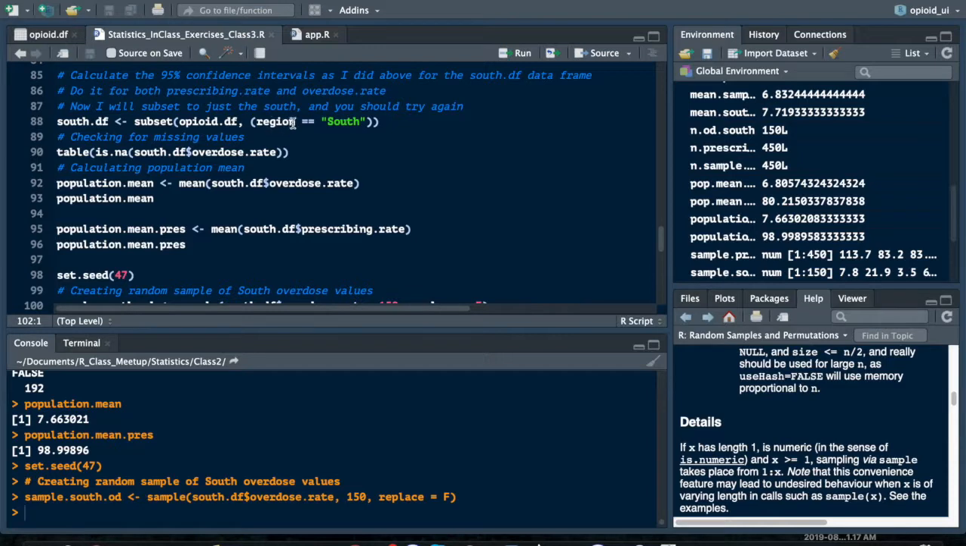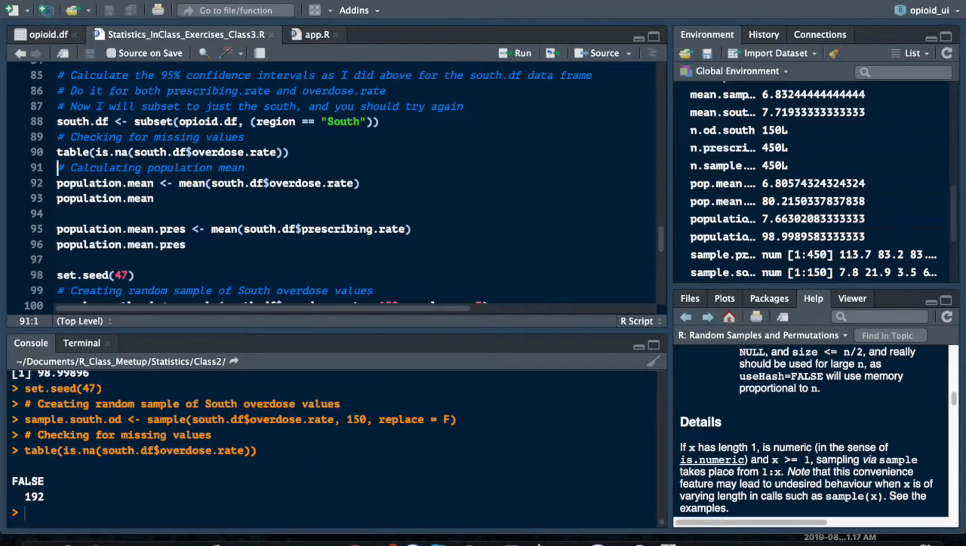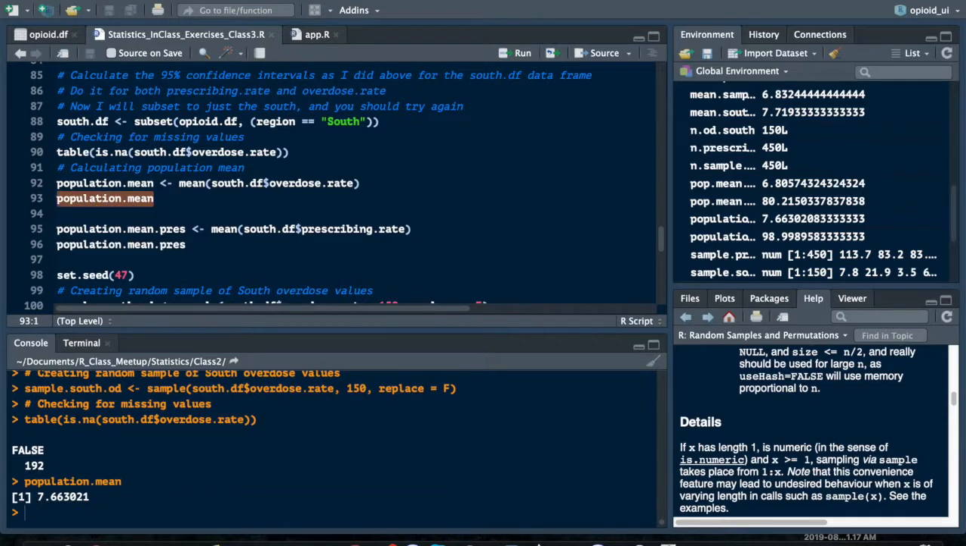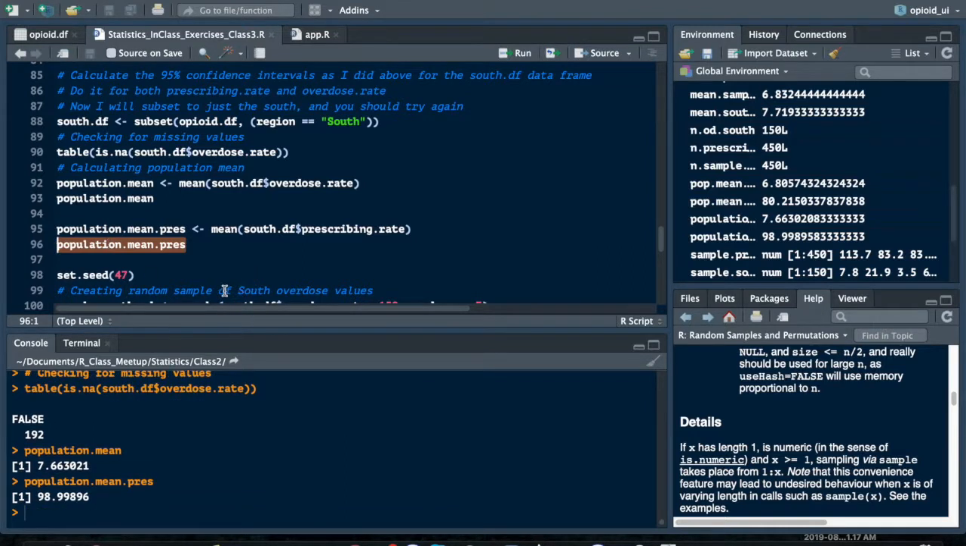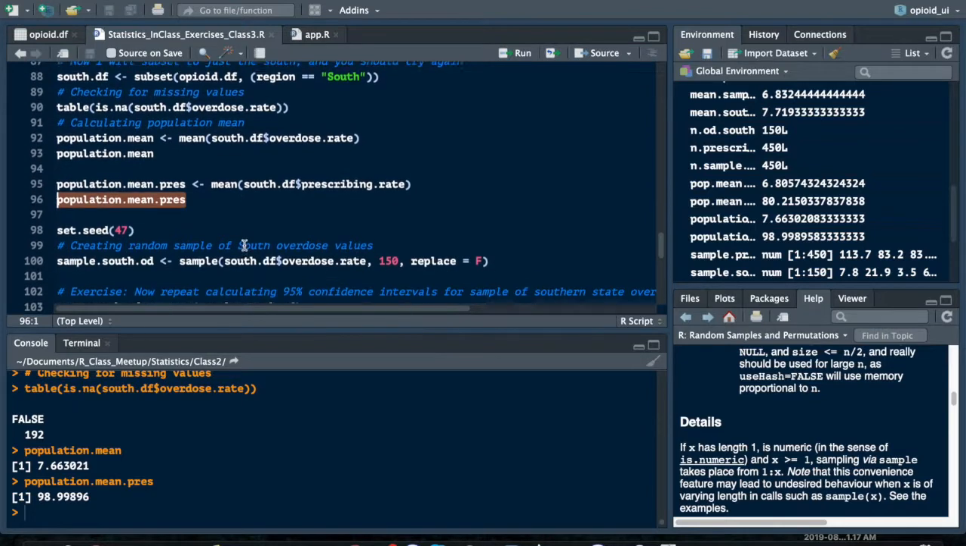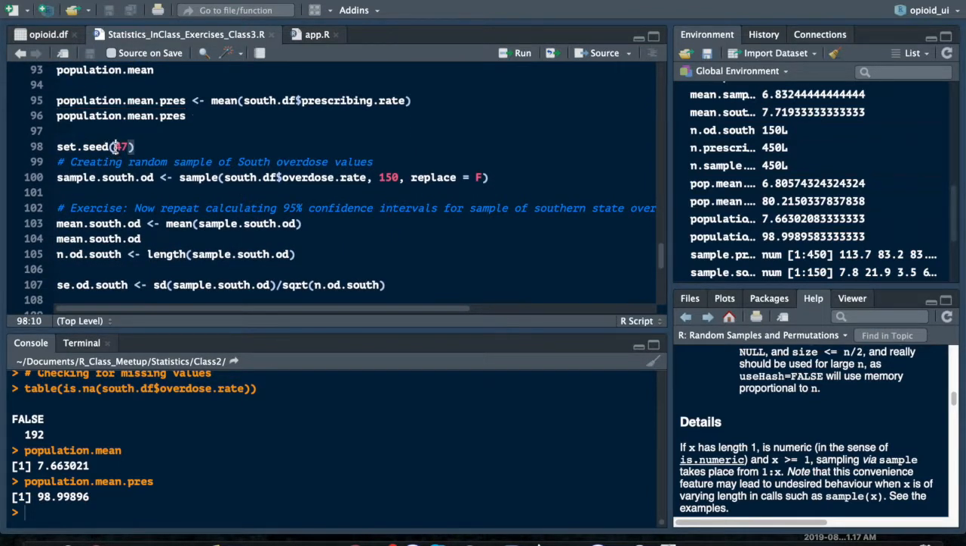So just to recap, we subsetted the opioid data frame, which has prescribing and overdose rates, to the southern region. When we looked at NA values, we found that there were none. For the overdose rates in particular for the southern states, again to recap, the population mean is 7.66, and the population mean for prescribing rates is 98.99. So we are going to set the seed again so that you get the same answers I do.